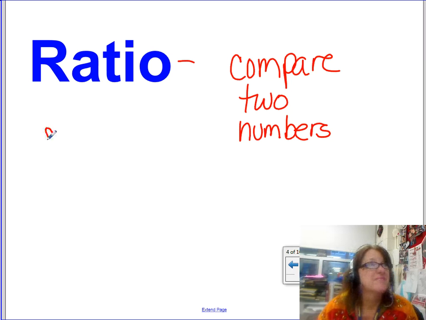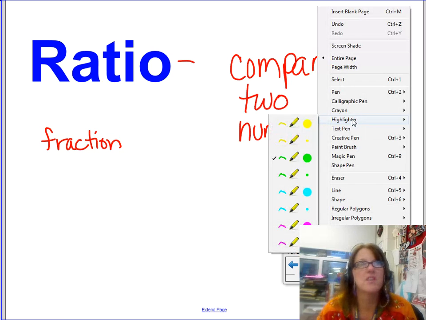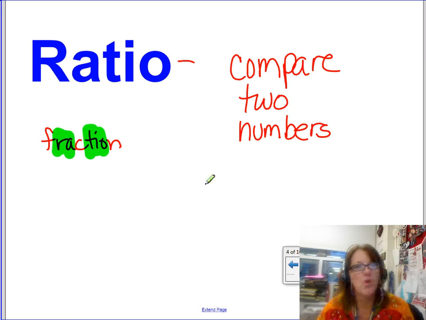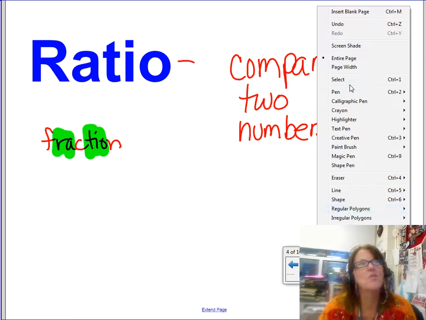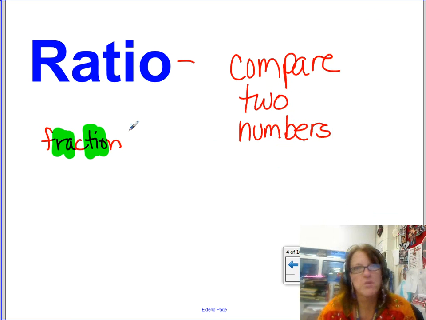Oftentimes, I just have you think of it like a fraction, because sometimes that's exactly how we write it, like a fraction. And here's another way to think of it. Ratio, fraction. Look at the letters that are inside fraction. Ratio. Isn't that cute? So this is what a ratio is. You compare two numbers, and there are a bunch of ways we can write it.